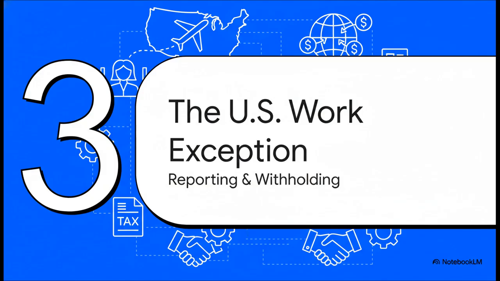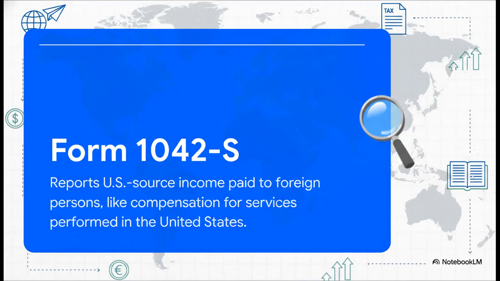So what happens if that awesome contractor from Germany flies to your US office for a 2-week project? Well, that changes everything, because now the source of income is suddenly inside the United States. Now, even in this situation, you still don't use a 1099.